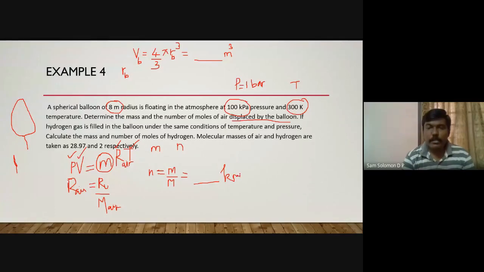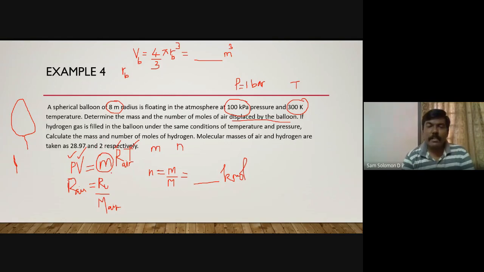Okay, so you guys can substitute the value and get the answer. The second subdivision is the same. Instead of air, they are replacing it with hydrogen. There is no change in the value of the pressure or temperature or the radius of the balloon. Everything is the same. The only thing is they have changed the gas, which is hydrogen now.